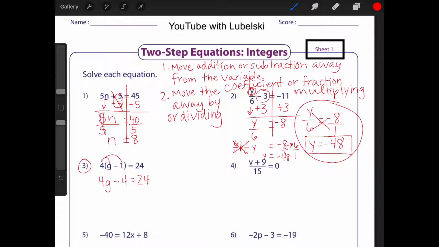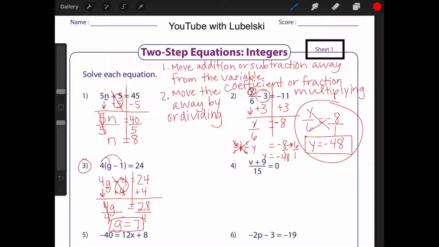So once I've distributed everything, now I can start isolating my g variable. If I have a minus 4, I'm going to add 4 to the other side to move it away from the variable. I'm left with 4g, the 4's cancel, equals 28. And then to get that coefficient away, if it's 4 times g, we're going to do the inverse, which is divide by 4 on both sides. That simplifies to g equals 28 divided by 4 is 7.